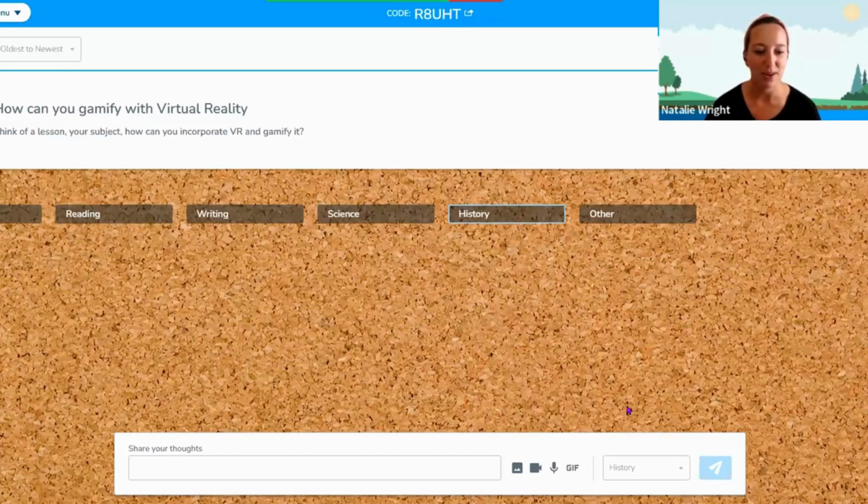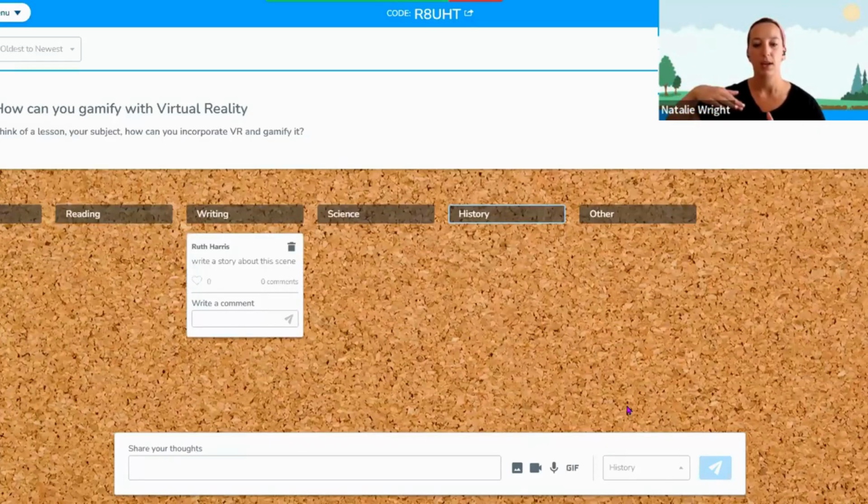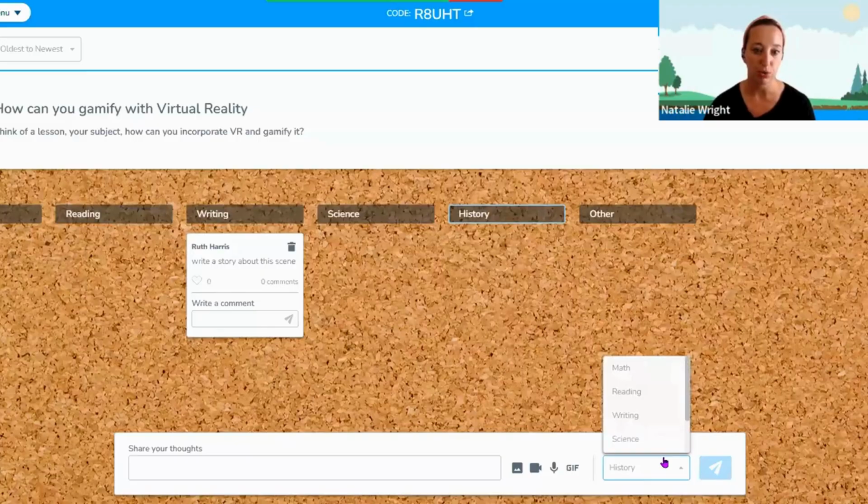So I want you guys to put in some ideas on how you can use virtual reality and gamify it for your students. I have different columns here. So as you share your thoughts down below, there is a drop-down menu on the right side where you can pick that column. So right now mine says history, but if I drop down, then I'm able to choose a different column. So history teachers, put yours in the history column, just so we can organize it better.